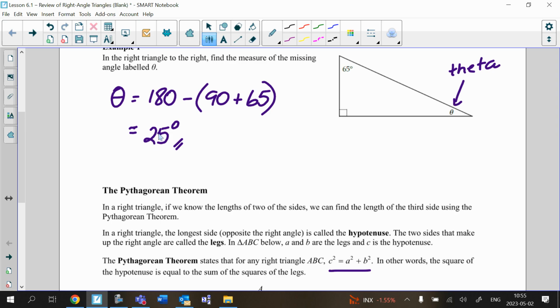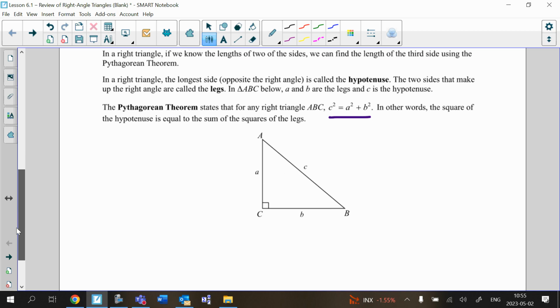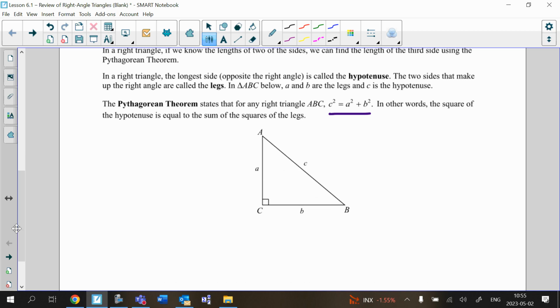So if we're given two sides, we can use this formula to find the third side. You just got to be careful where you put your given sides. You've got to make sure you understand what side you're actually trying to find. Are you trying to find the hypotenuse, or are you trying to find one of the legs? So let's just look at a couple of examples where we use it.